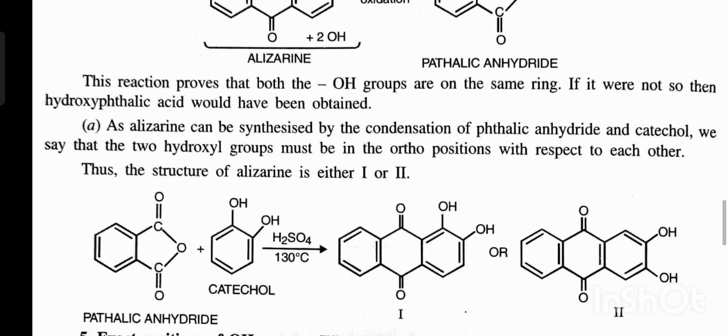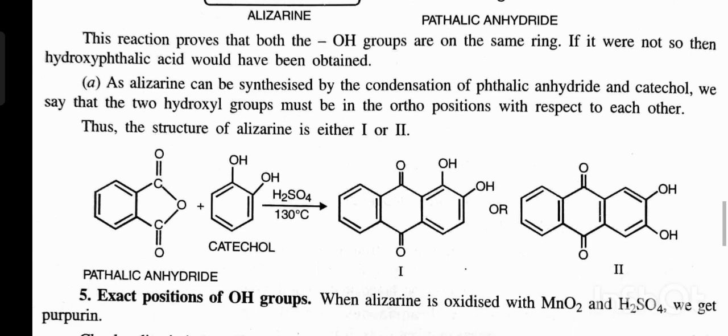As alizarin can be synthesized by the condensation of phthalic anhydride and catechol, we say that the two hydroxy groups must be in the ortho position with respect to each other. The structure of alizarin is either 1 or 2.